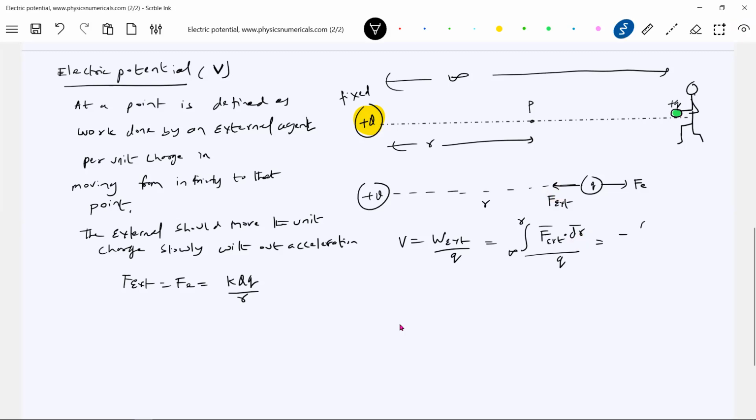Because as the person moves the test charge, the value of r will decrease, so dr bar will be decreasing. Therefore a negative sign is brought. So the integral from infinity to r, this will become KQ by r squared dr.